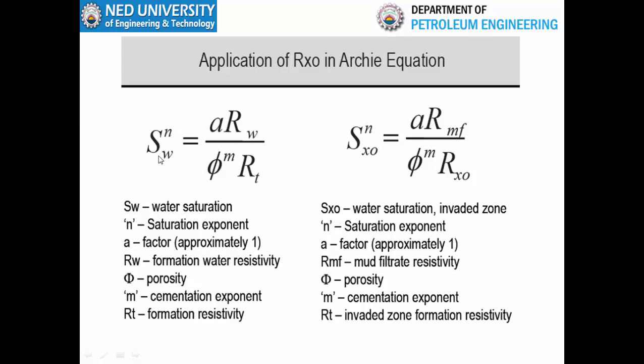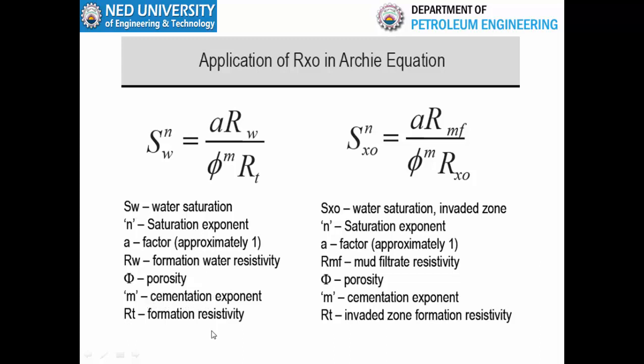So Sw^n is equal to a Rw / (phi^m Rt), and we know the symbols. Sw means water saturation, n is the saturation exponent. Generally it is taken as 2, and it depends on the wettability. a is the tortuosity factor, and for sandstone it is equal to 0.8, for limestone it is equal to 1. Rw is the resistivity of the formation water, phi is the porosity, m is the cementation factor, and for most cases we take m is equal to 2.